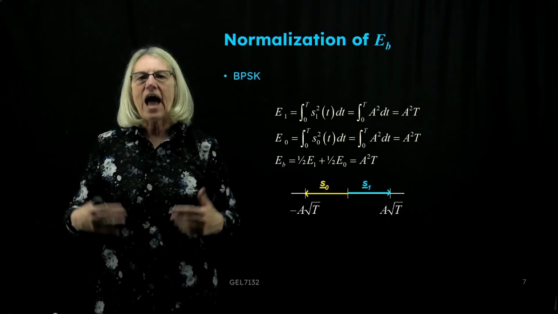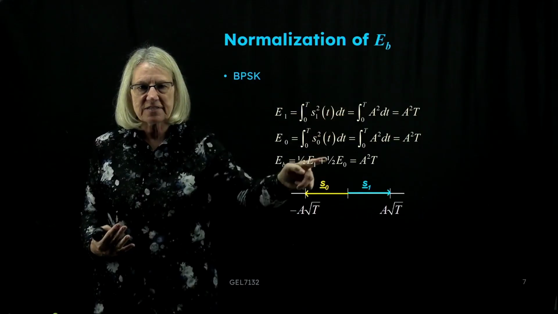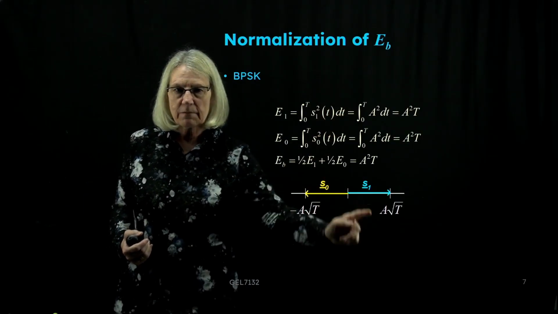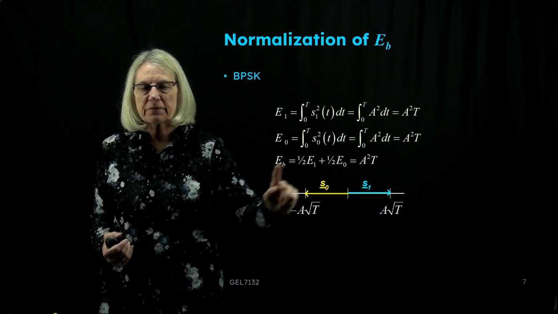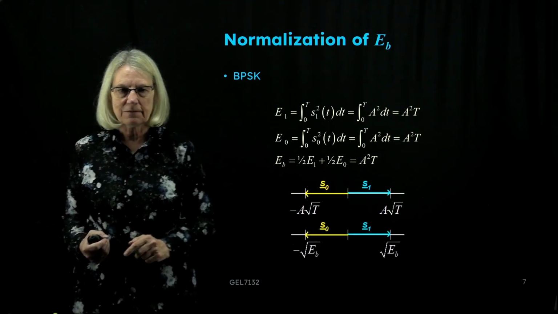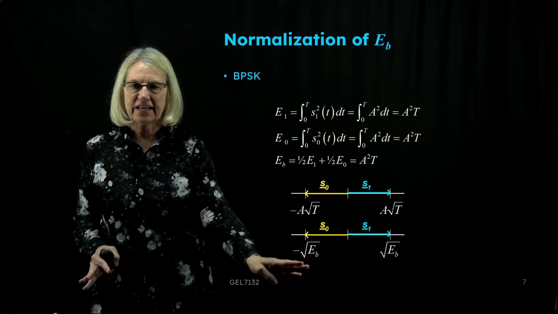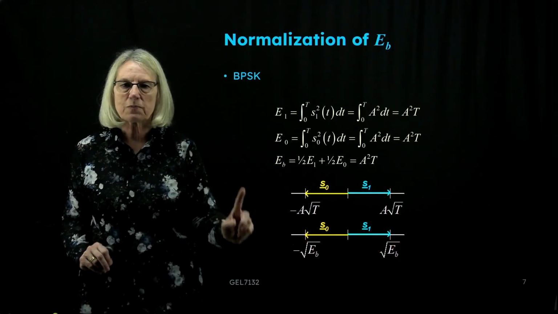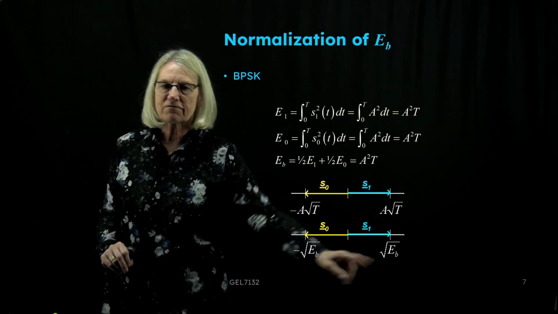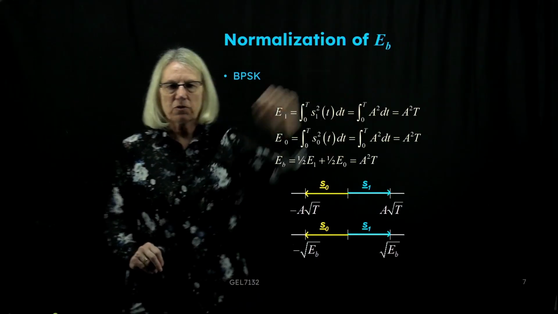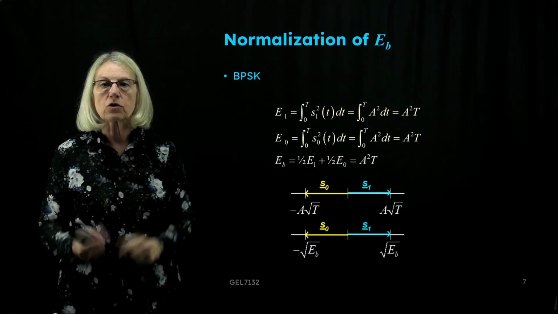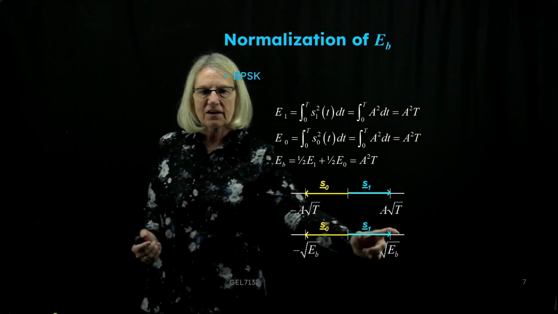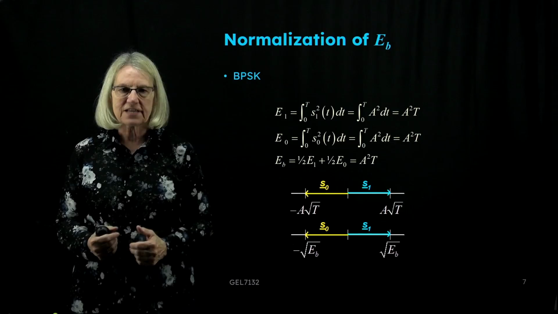If I look at the average energy per bit, half of this plus half of that, I just get A squared T. So now I'm going to change these coordinates because now I know the relationship between Eb and A squared T. So now I finally have a representation for BPSK in the signal space. I know it's signal space because now the coordinates are a function of this energy per bit. We've done the correct normalization in order to get into signal space. And again, I can tell that they're equal length, equal energy signals.